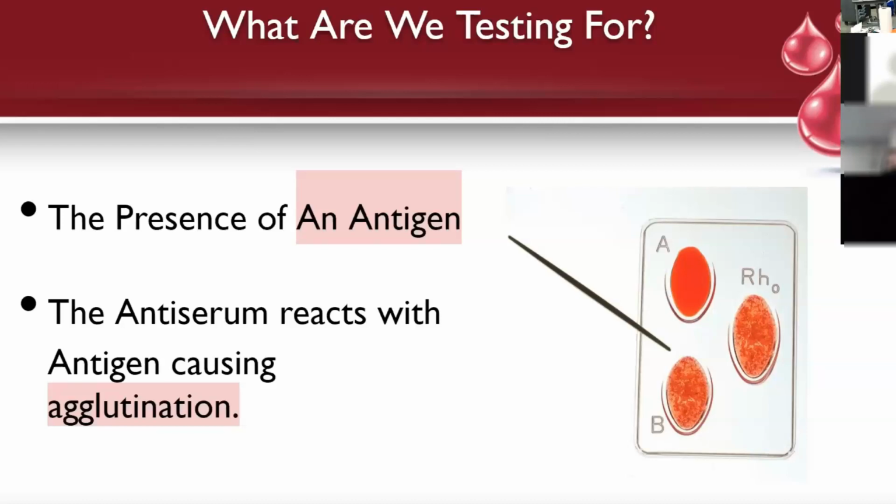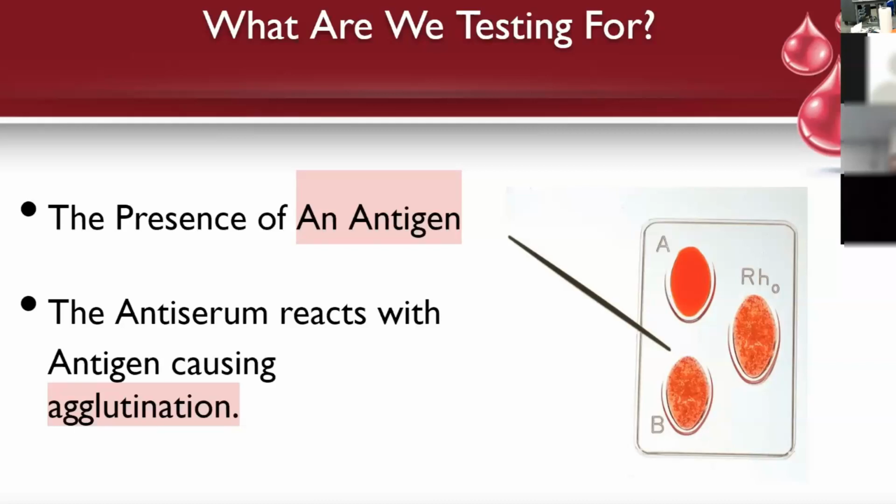Okay? So if it has antigen A, what type of blood is it? A. And if it has antigen B, it is B. And if it has antigen A and B, and if it doesn't have anything. Correct. Okay. So how do we find out if the antigen is present?